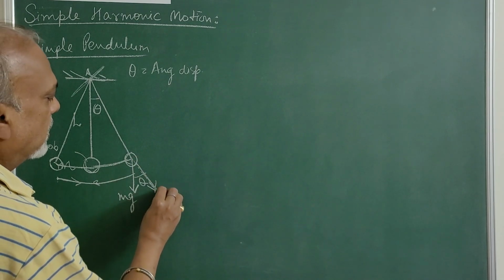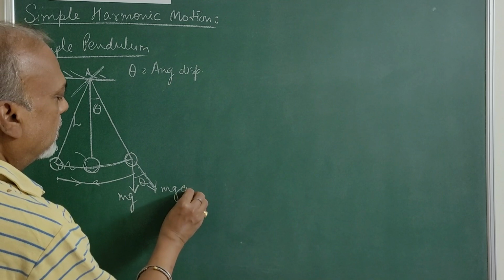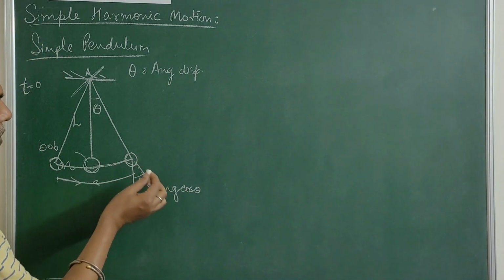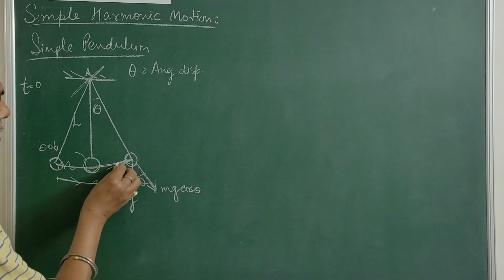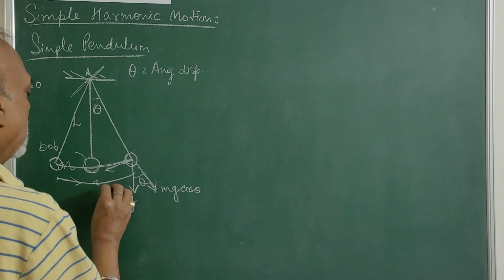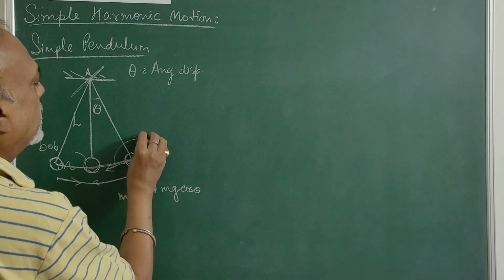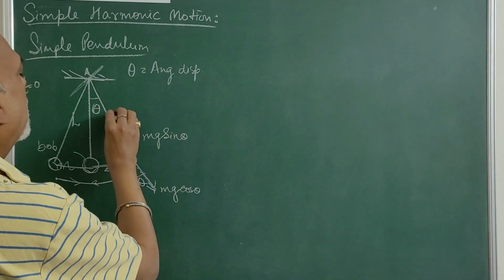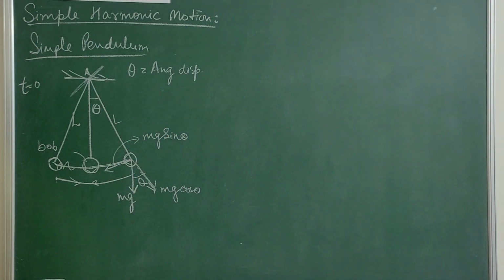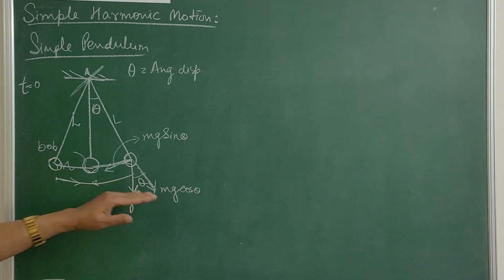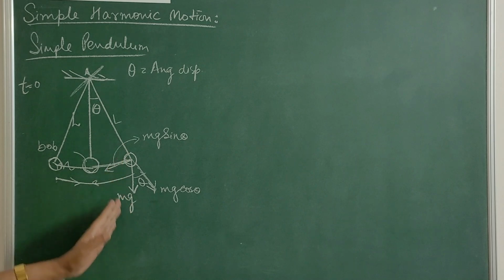One is like this, another one is perpendicular to the string, tangential to this motion, that is mg. This force will be mg sin theta, and of course the length of the string is L. So these are the two forces. If you resolve this gravitational force, it will experience these.